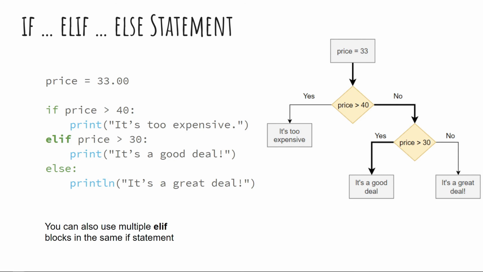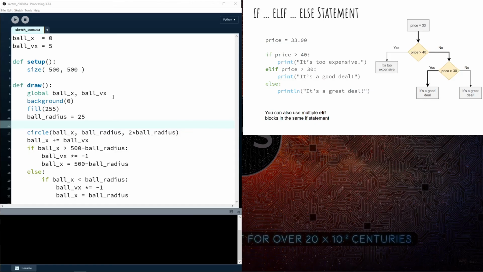You can use more elif blocks. So if you had more conditions you wanted to check, so if you thought it would be a fantastic deal or a superb deal below 10, then you could check that as well. So what we will do to demonstrate is change this code to, instead of using the nested else then if, we'll just change it to use elif.